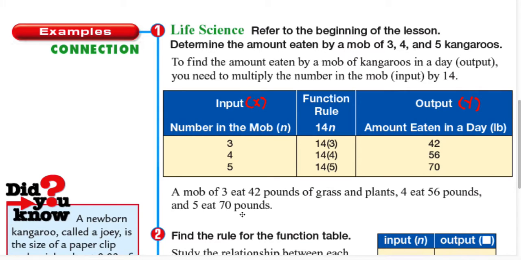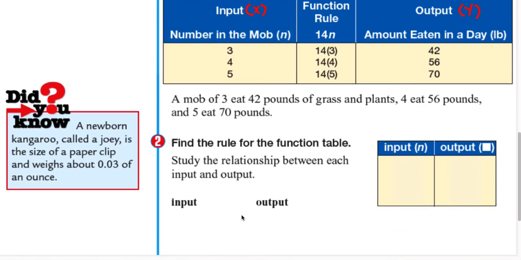What's interesting is that if you look at the page to your left, a newborn kangaroo is called a joey, and it's the size of a paperclip when it's born and weighs about 0.03 of an ounce. Remember that a kangaroo is a marsupial. Marsupials bear live young, but they are not fully developed. They develop in the pouch of their mothers, and that's where they grow from 0.3 of an inch all the way to a full-grown kangaroo.